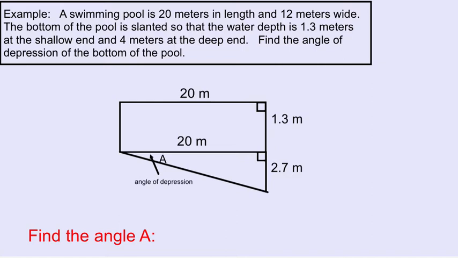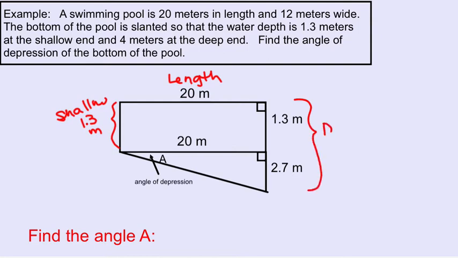So what I've done is I've drawn a picture for you. So here is the length of your pool, 20 meters. This would be your shallow end of 1.3 meters. This would be your deep end of a total of 4 meters. What I did is I took the distance from 4 meters minus 1.3 to get this 2.7.